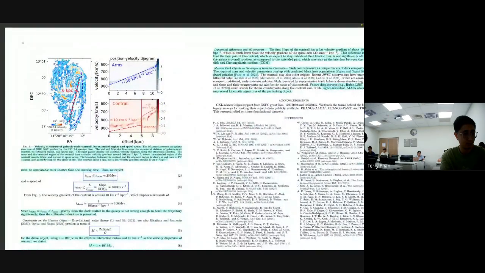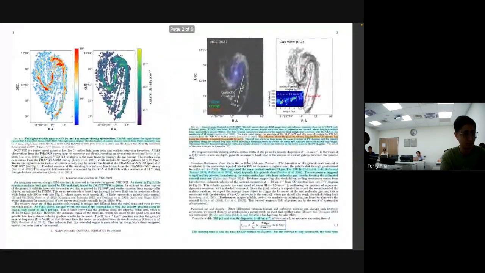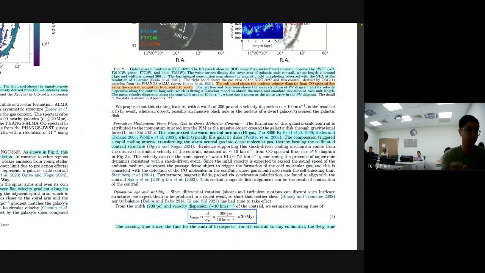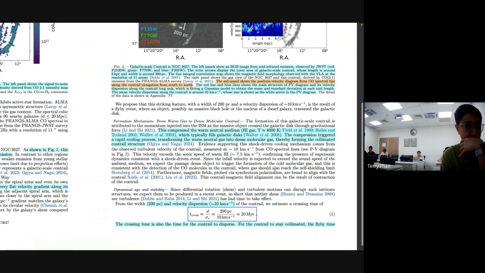Now, regarding the formation, the authors proposed that a massive object passed through the disk, compressing the HI gas, which is around 8,000 Kelvin. The compression caused rapid cooling, transforming the warm gas into dense molecular gas and forming the contrail. The measured turbulence is around 10 km per second, exceeding the HI sound speed, supporting a shock-driven cooling mechanism.